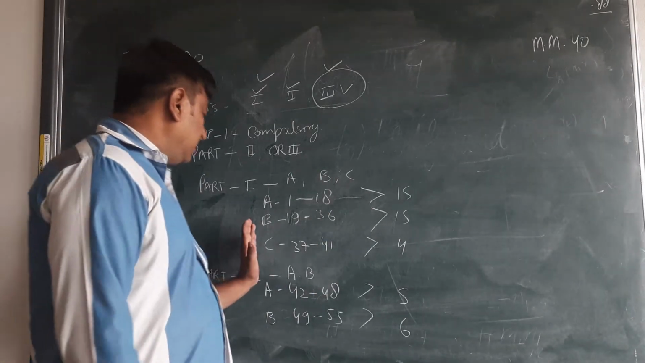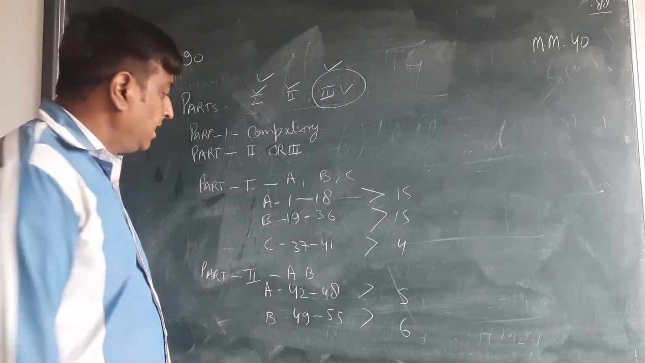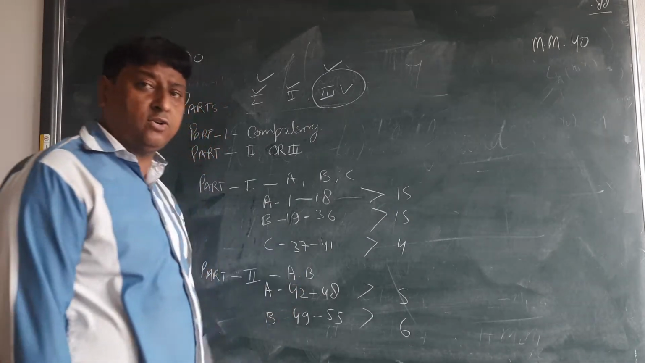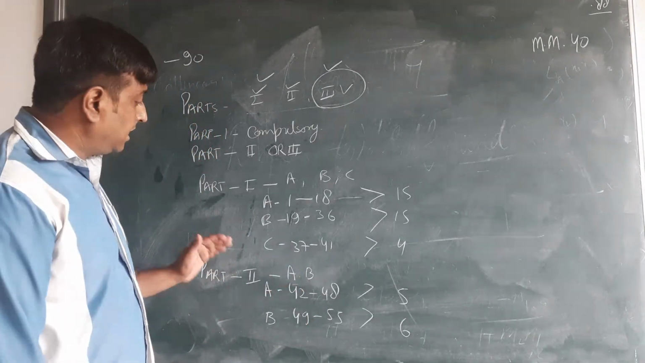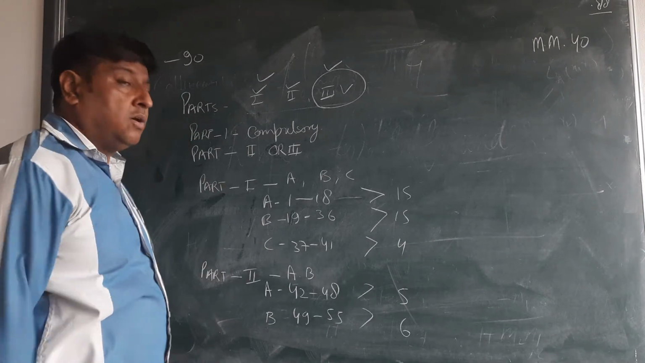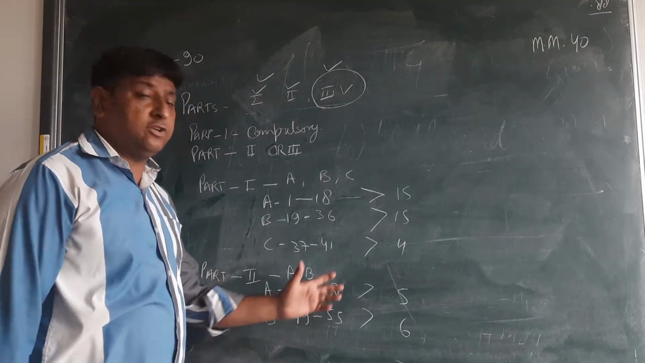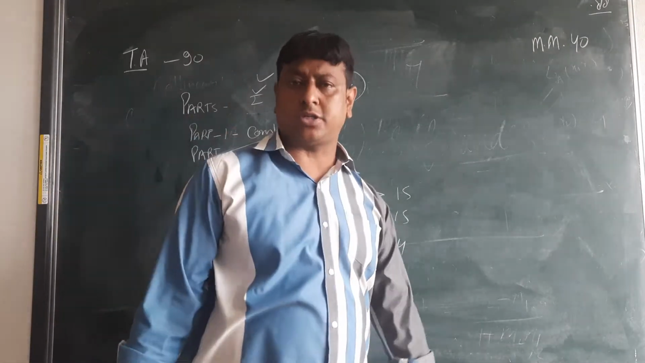Go for the next, section C. In the third section, C, they have given questions 37 to 41. Only 5 questions are there, and you are going to attempt only 4 questions.